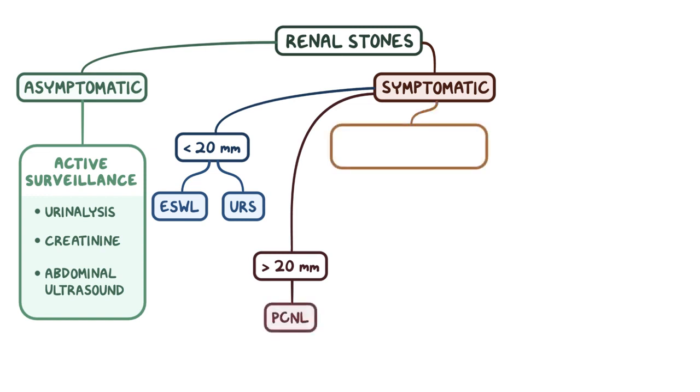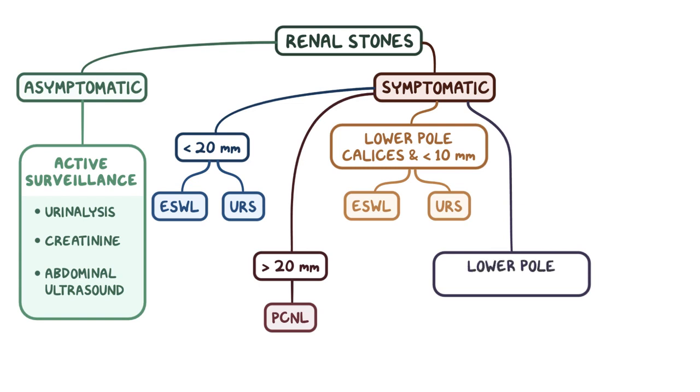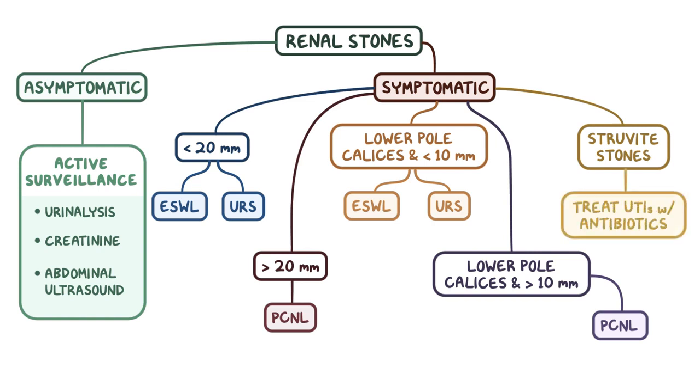For stones that are located in the lower pole calyces and are under 10 mm, ESWL or URS can be done. For symptomatic stones that are located in the lower pole calyces and are over 10 mm, PCNL is done. With struvite stones, urinary tract infections need to be treated with antibiotics.